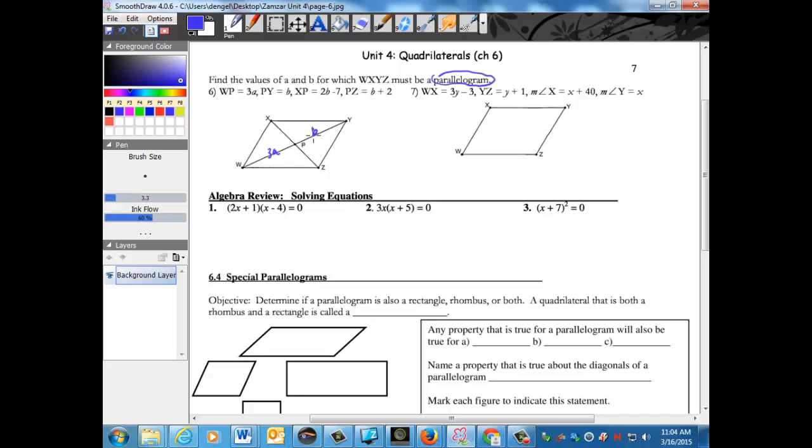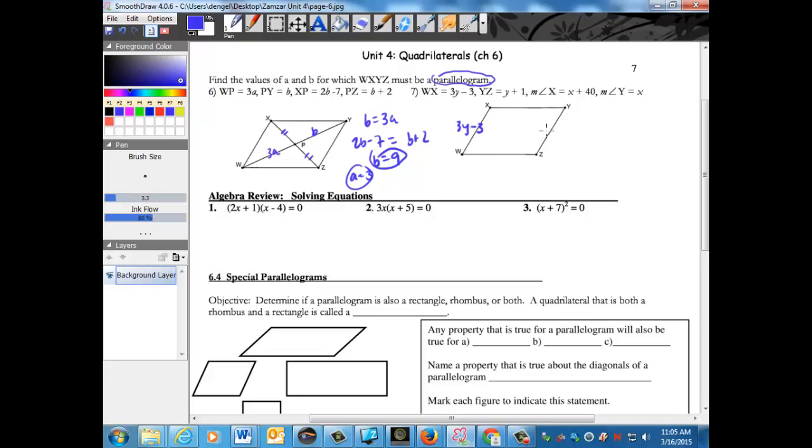Okay, so I know that these two segments are the same, so B is equal to 3A. And then going for the other diagonal, XP is 2B minus 7, and that's going to equal PZ, which is B plus 2. Solving for B, we get B is 9. If B is 9, A is 3. Pretty simple.